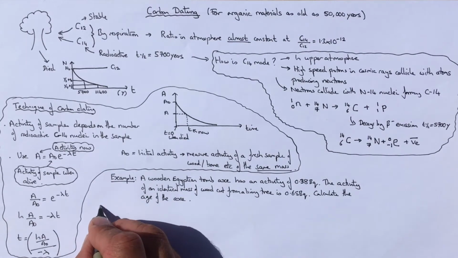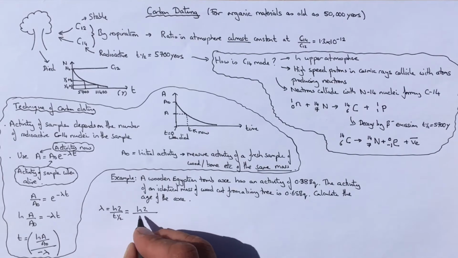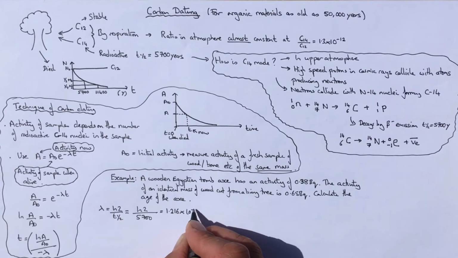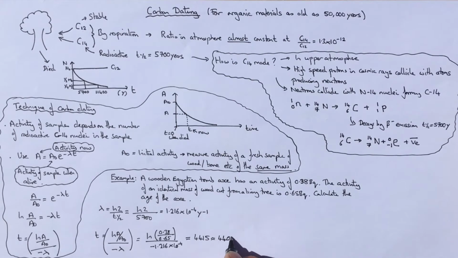Firstly, we need to find the decay constant using log 2 over t to the half. We can keep t to the half in years, which will give us a decay constant in years to the minus 1. Using our rearranged equation for t by taking logs to the base e gives us an age of approximately 4,400 years for this axe.